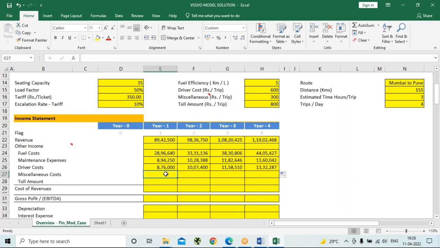The next thing is miscellaneous cost. Miscellaneous is 300 for one trip, so it is 300 into 4 trips into 365, which comes up to 4,38,000, and again it is a 15% increase in the miscellaneous cost. Accept it and bring the value for the other years.